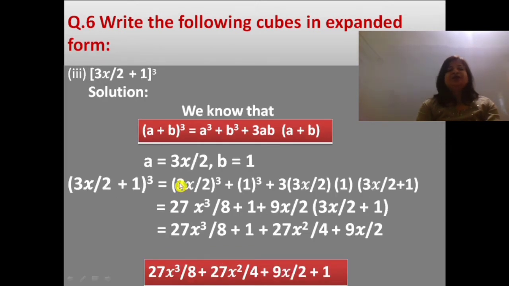Now we will move on to the third part of this question: (3x/2 + 1) whole cube.